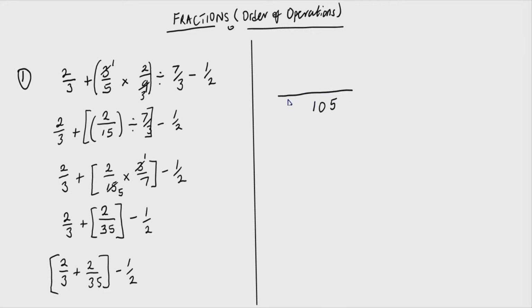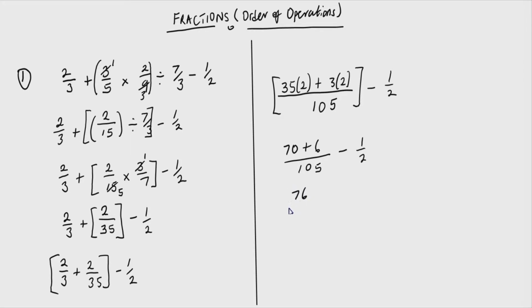So 3 and 105 will be 35, times the 2 in the numerator, plus 35 and 105 will be 3, times the other 2 in the numerator. So that's 70 plus 6 divided by 105. And that's a half. Plus 76 divided by 105. Doesn't look like I can divide that because 2 doesn't go here, and 3 doesn't go here either, so I can't divide that further.